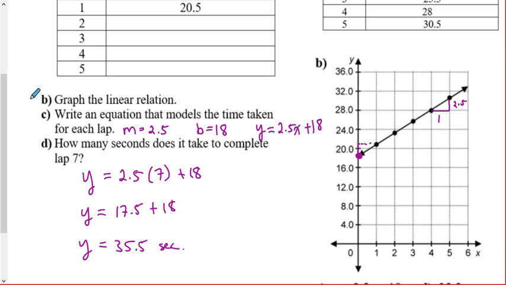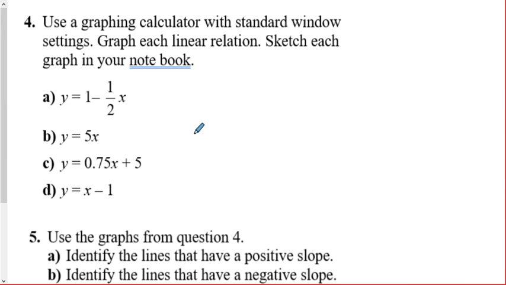Okay, so folks, I'm going to end this review video here, but what I'm going to do now is I'm going to go to Desmos, and I'm going to share my screen with you, and I'm going to take you through this question 4 and 5, okay? So I'll stop the video now, and then we'll try questions 4 and 5 there.